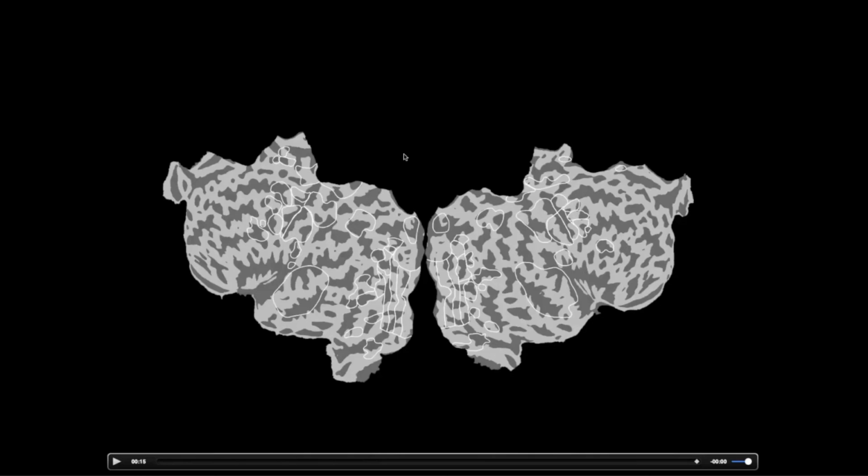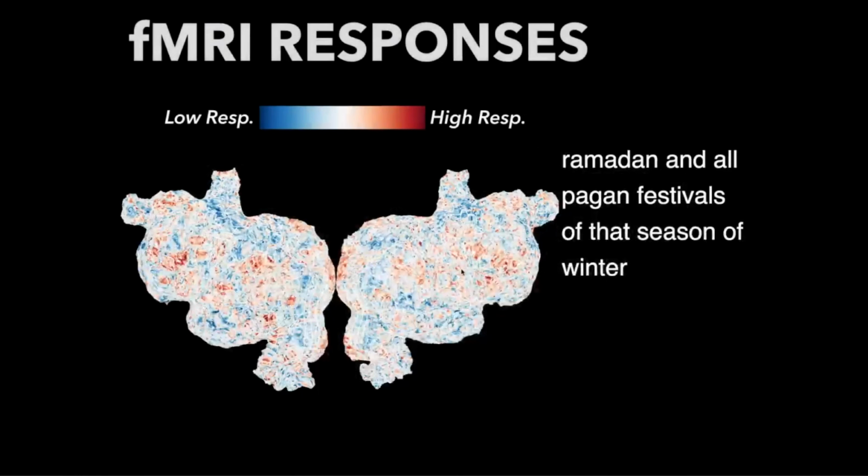But let me show you what this data looks like, so you can get a taste of that. Here I'm showing another flattened cortex. It's a different subject, but the same idea. Here I've colored each voxel according to its z-scored response across this section of stimulus. Blue voxels have lower than average response at this point in time, and red voxels have higher than average response at this point in time.